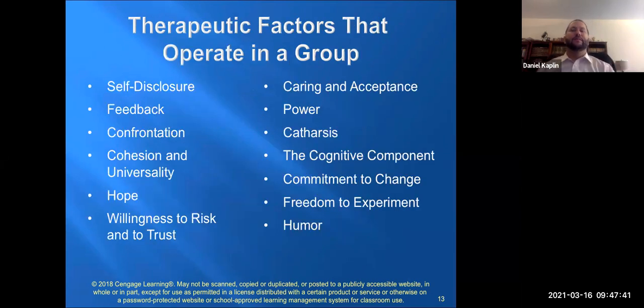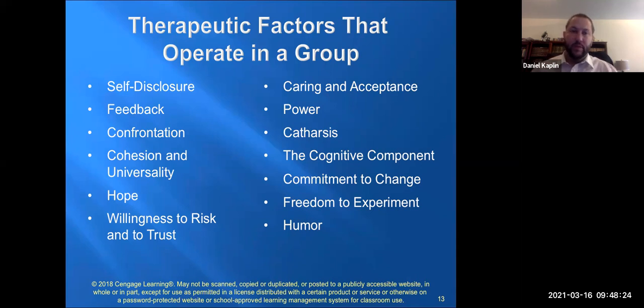All right, so in terms of therapeutic factors that operate in a group, we talked about self-disclosure, sharing about oneself. There are different levels of that. That's important, right? So people should share about themselves, offer feedback. So this is other members of the group offering feedback about their experience of another person. Confrontation, and again, an appropriate confrontation, as we emphasized in another lecture. Finding a sense of cohesion or universality.